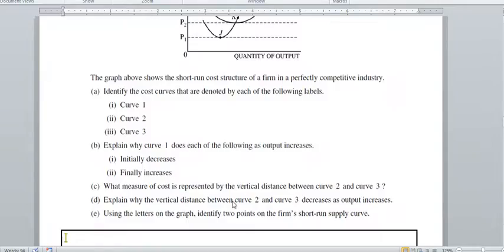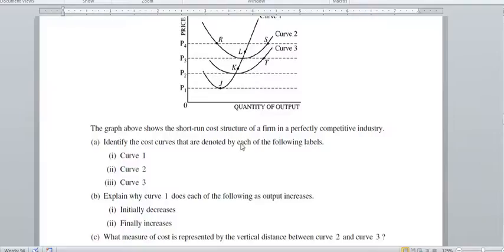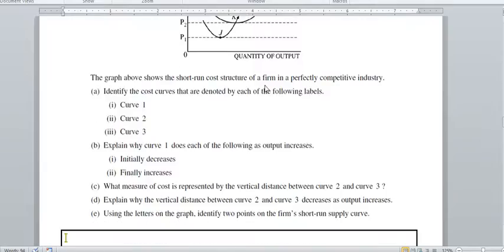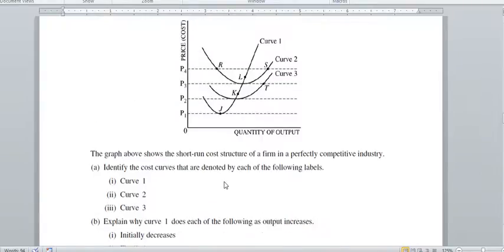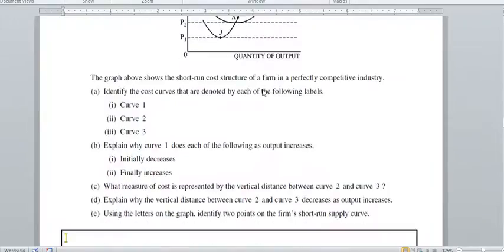But C, D, and E, so what measure of cost is represented? Okay, so you should get that fairly easy also. So you should know what curves 2 and 3 are in terms of what cost they're measuring from the book, so I don't need to tell you that. Part D, explain why the vertical distance between curve 2 and curve 3 right here decreases as output increases. Okay, so let's look at that.